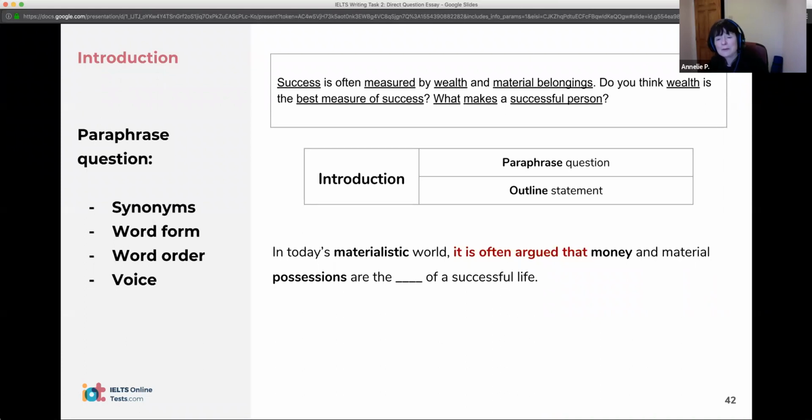Key is quite good, but it would be key to a successful life. Okay. All right. Yeah. Indicator is what we're looking at. Okay. Measure works, but we had measure in the question, so let's use something different. So we can use indicator, or we could say the sign. Okay, the sign. Oh, bedrock. Fumi, very nice, excellent. Very much a band 8 level vocabulary there. Okay, very good. So that's paraphrasing the statement.